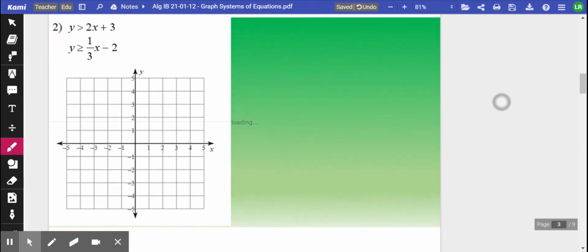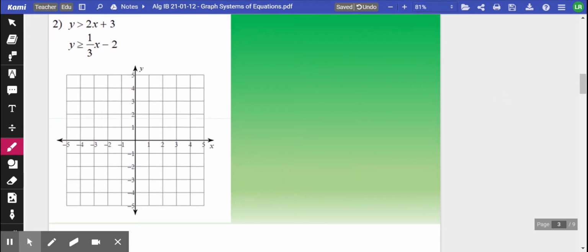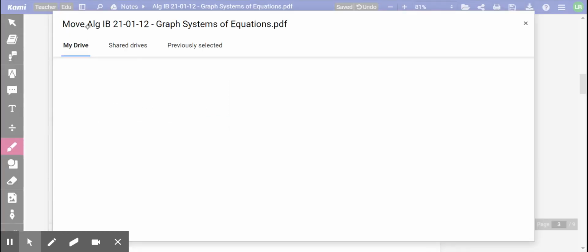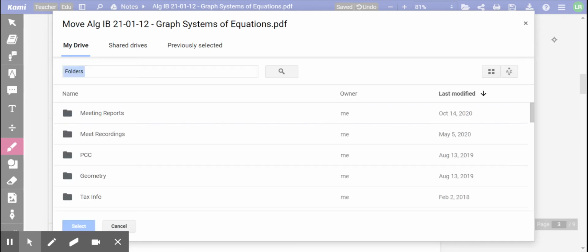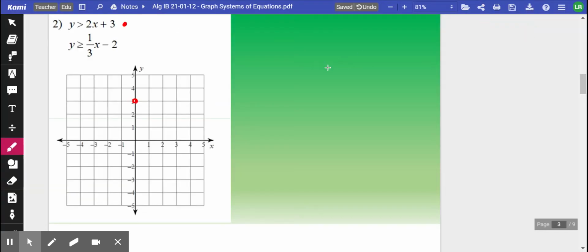Okay, this is a problem from yesterday, so go ahead and pause the video and complete this problem on your note page. Okay, now we're going to graph this one at a time. So the first one, I'm going to graph in the color red. I'm going to make them in different colors. So y-intercept's 3. My slope is 2, right? Or 2 over 1. So that means I go up 2, right 1.